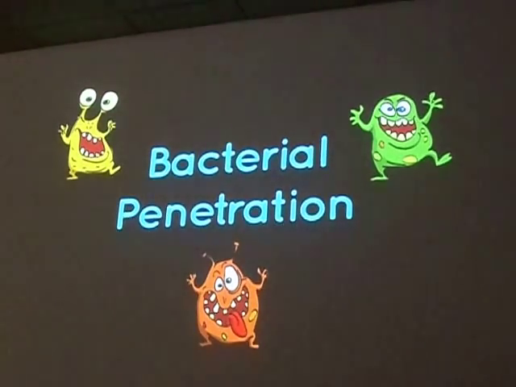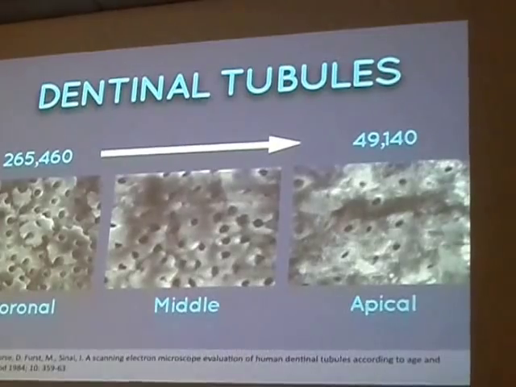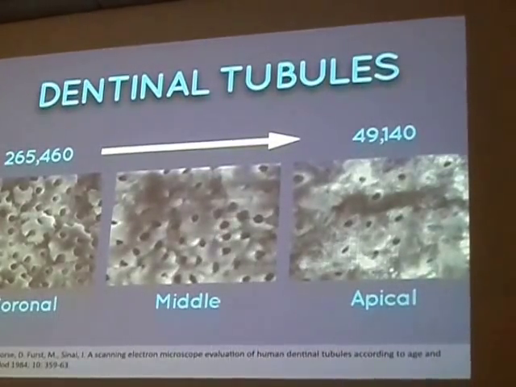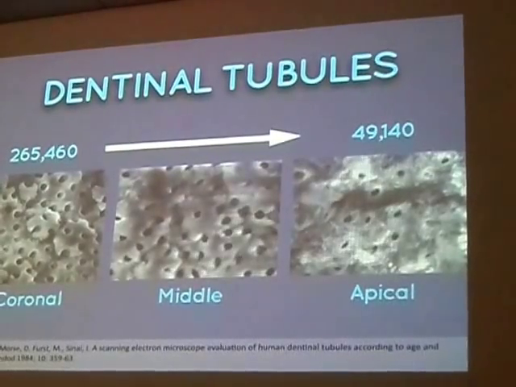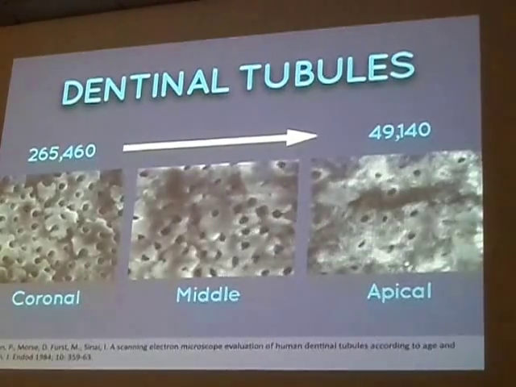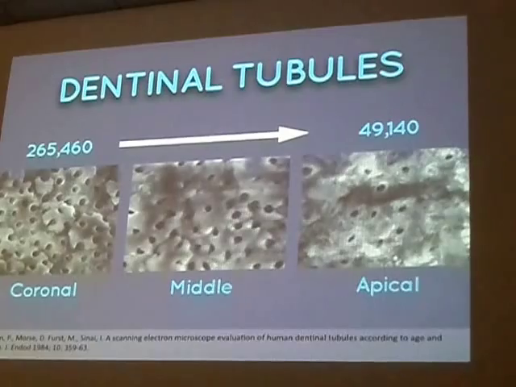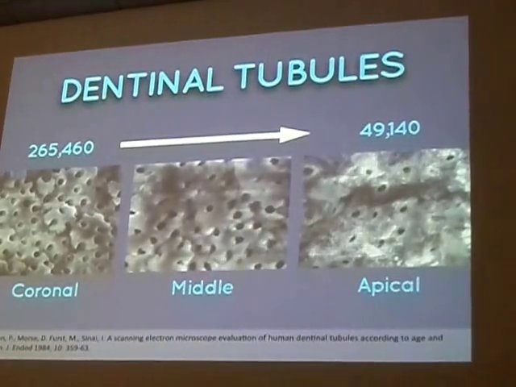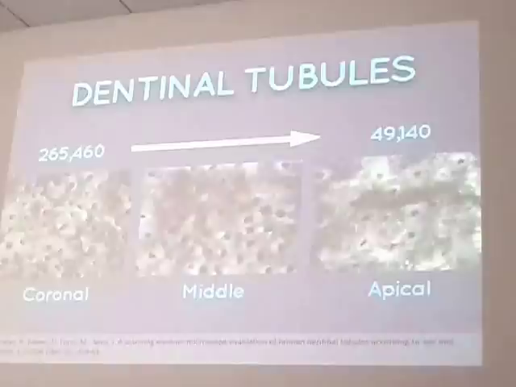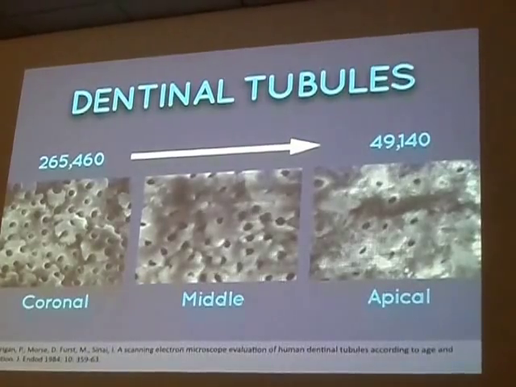So let's move on to look at bacterial penetration. And what we see is that when we're looking at actual dentinal tubules, we actually have more dentinal tubules in the coronal aspect of the canal as opposed to the apical aspect. And this is really important for cleaning and shaping, because what we know is that our irrigant is most likely going to have no problem reaching the coronal aspect of the tooth. But at the same time, this is where the majority of our dentinal tubules and perhaps the bacteria is located.